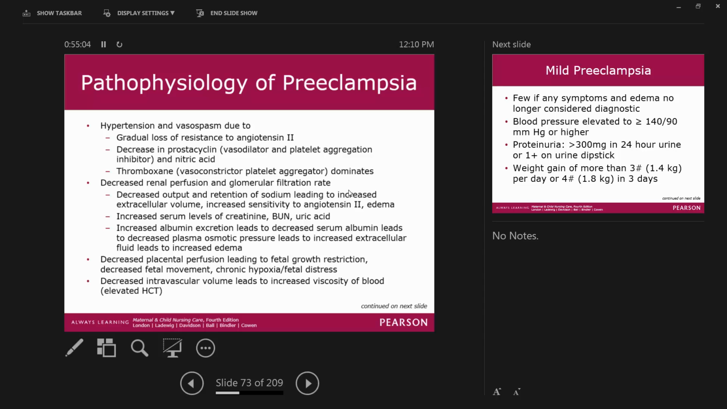Can you actually visualize the protein in the urine? No. Now we have all this going on: hypertension, vasospasm, and poor renal perfusion. Now it's going to decrease our uteroplacental sufficiency, or the perfusion to our uterus, and that's what affects the baby.